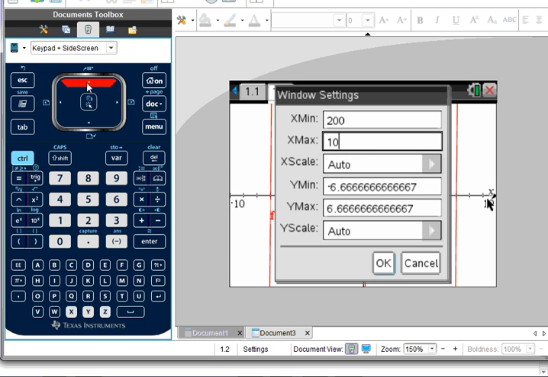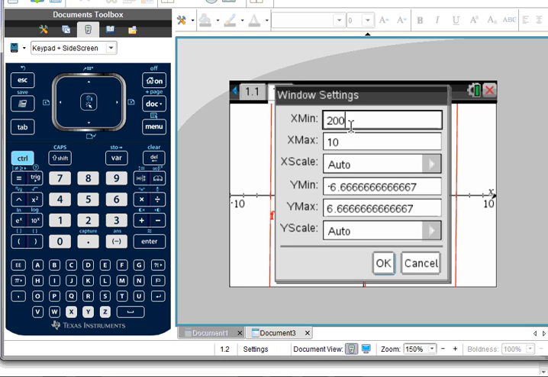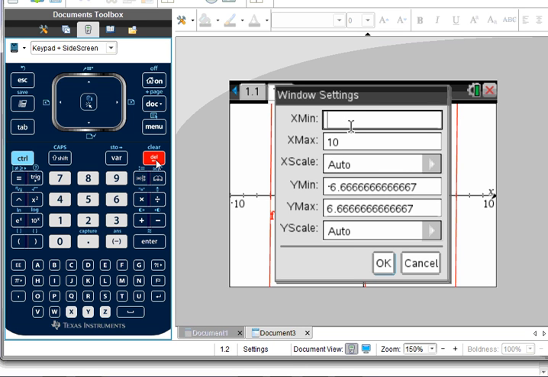Oh, no, I don't want X max. I want, whoops. I can just go up here. Sorry, you guys can't do that. Okay, so let's do negative 8 for the min, and let's go positive 8 for the max. And now let's make that negative 200. And let's make that positive 200. We'll let it auto scale. And let's graph it.